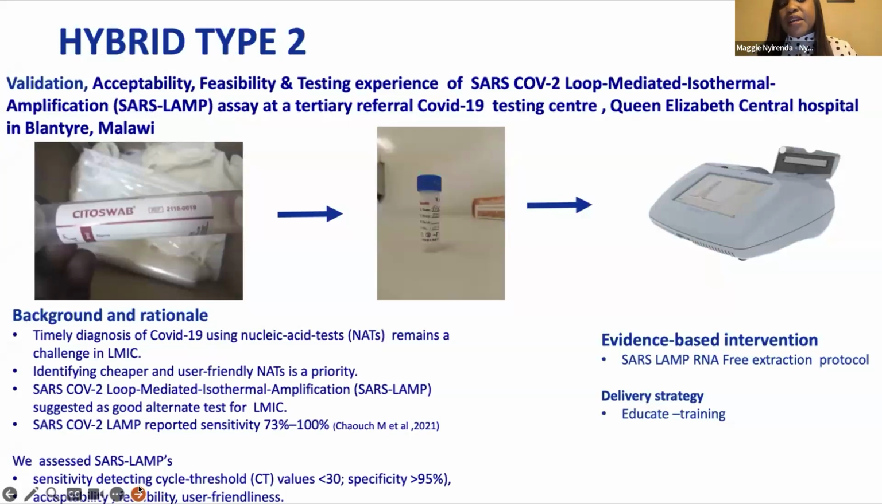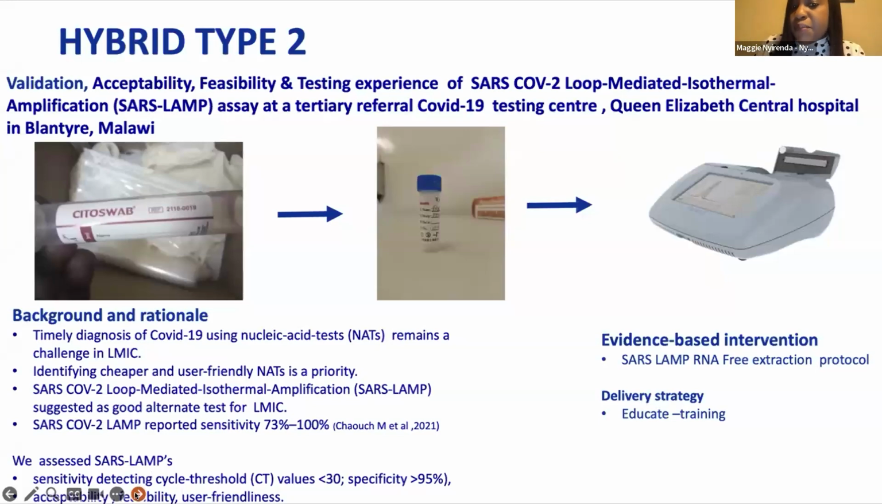But it was a pandemic new test. We had to optimize its use in a real-life setting, but also see if it's a test that we could implement. So yes, there was a need to find a nucleic acid test that was cheaper. Research had shown us that SARS-CoV-2 LAMP had a sensitivity of 73 to 100%. And then I aimed to come up with an assay that would mirror that and detect at least CT values of less than 30, sensitivity of 95, and also assess implementation outcomes: acceptability, feasibility, user-friendliness, and all that.